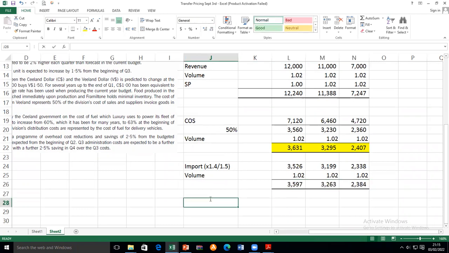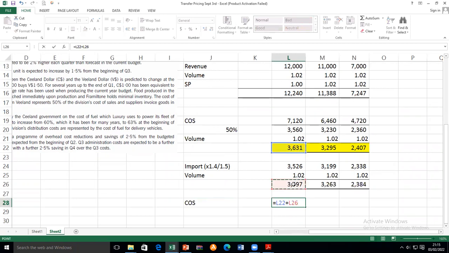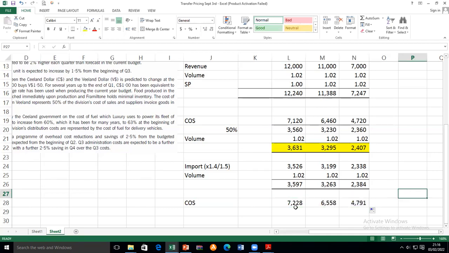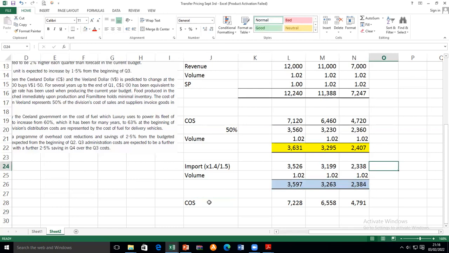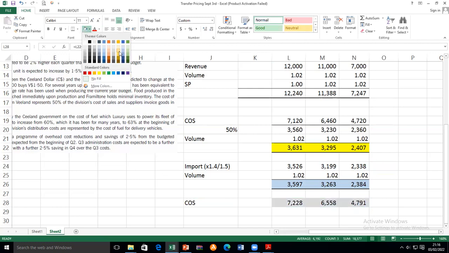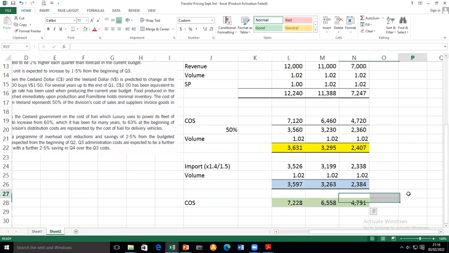So the cost of sales that you're going to report now, you add up these two portions. That one plus that one. So this cost had two components. 50% was local and 50% was imported. You follow the argument, eh?